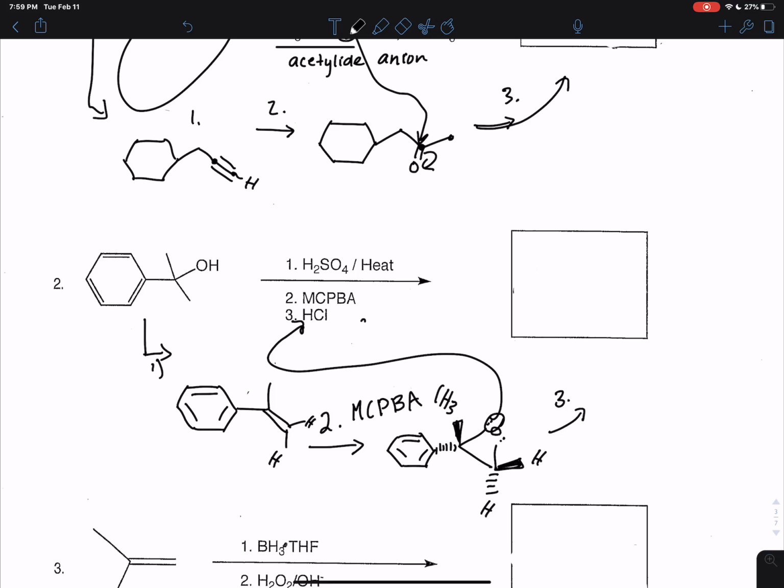And then our weak nucleophile, chloride, is going to come and attack one of those partially positive carbons that are involved in the epoxide. Which one is it going to attack? The A or B? A. Good job.